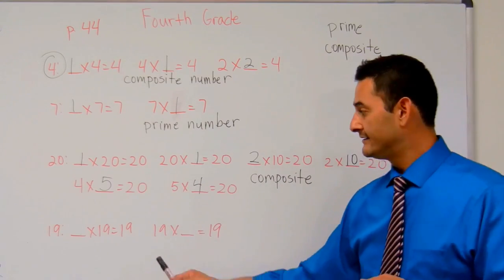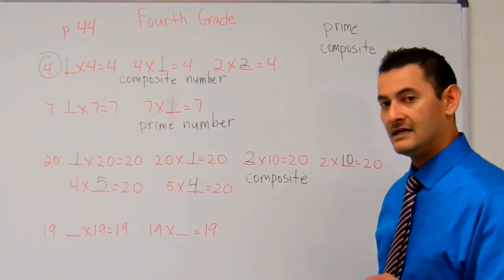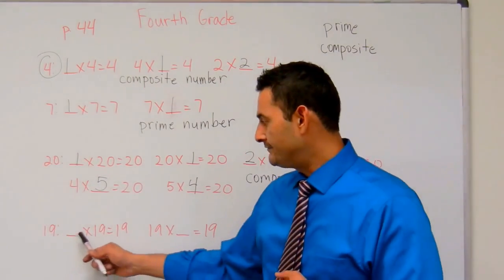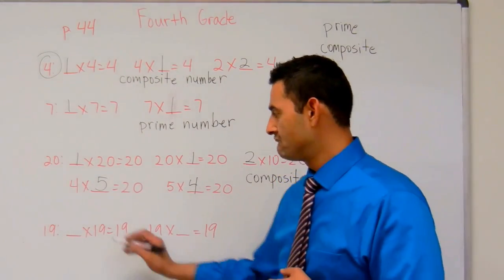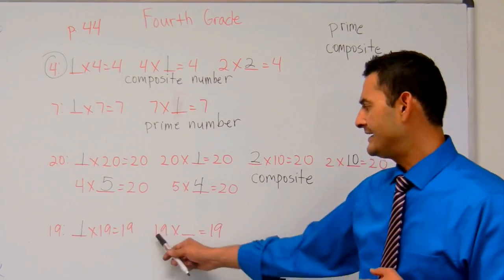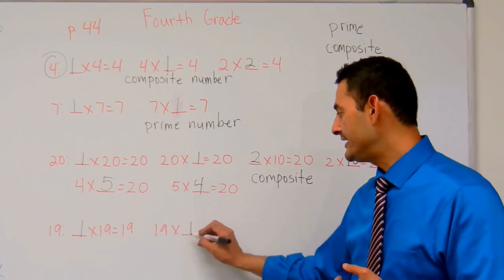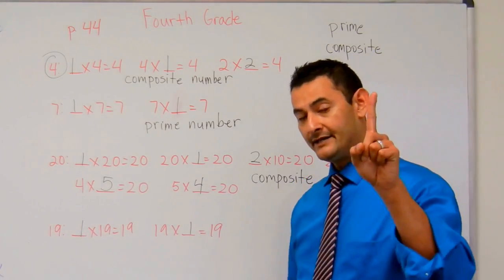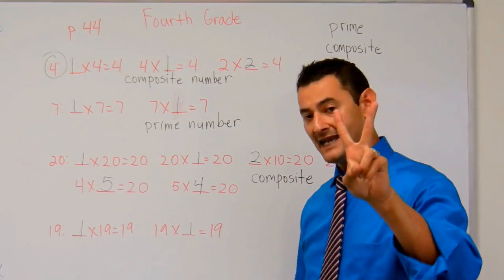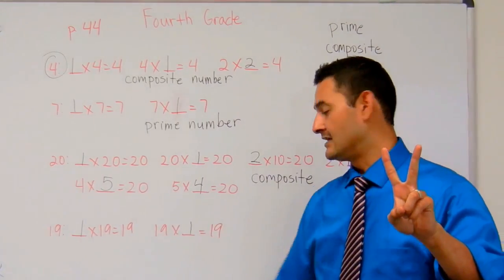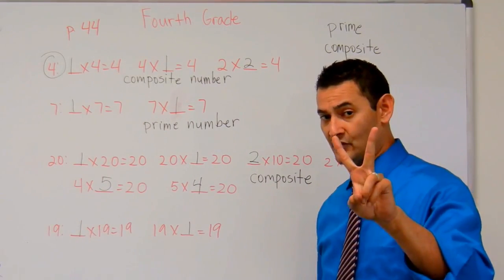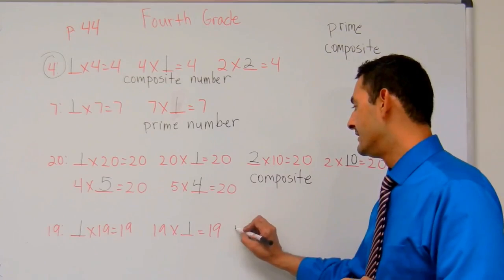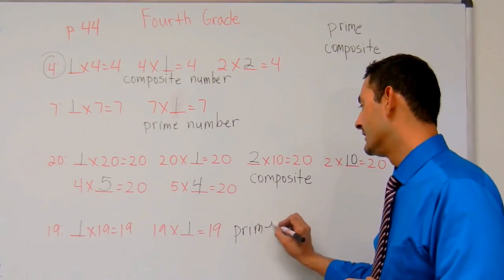Now let's take a look at 19, okay? So here I've got something times 19 equals 19. It's going to be 1. And 19 times 1 equals 19. How many factors do I have here? I've got 1, and then I've got 19. That's the same. So I only have 2 factors. That's going to be a prime number.